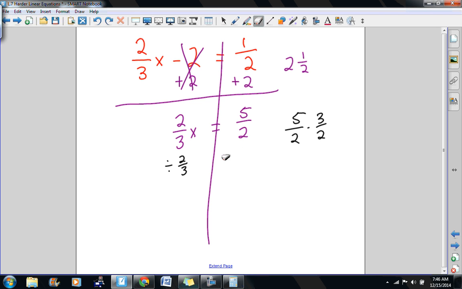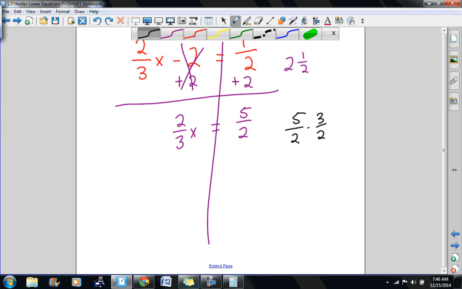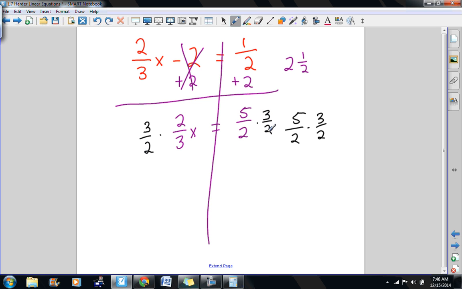The other way you can do it is you can think of this as multiplying by 2 and dividing by 3. So you need to do the opposite of that, which ends up being multiplying by 3 and dividing by 2. Because these two fractions multiplied together become 6/6, which is equal to 1. So then you can multiply by the opposite on both sides. So you end up getting the same answer both ways. X is equal to 15/4.